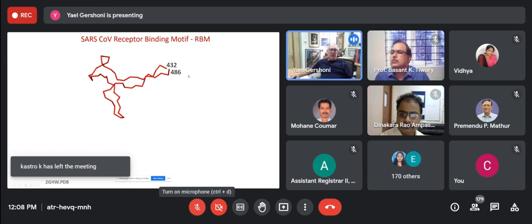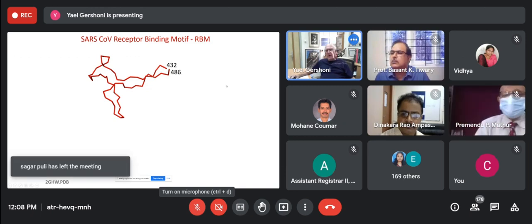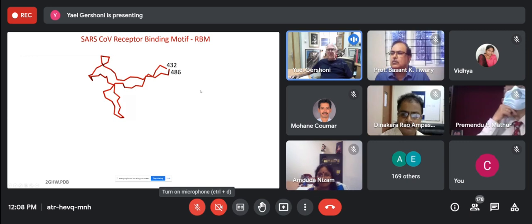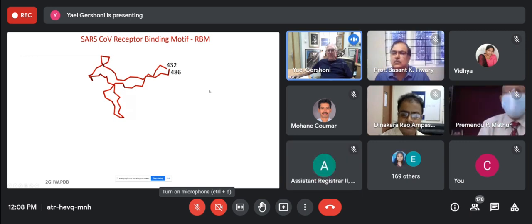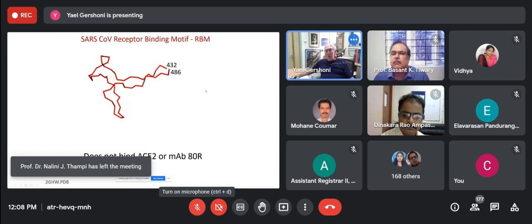Now, surprisingly to us, when we expressed 432 to 486, and this is research done by Dr. Natalia Freund, this structure, although it was expressed, had no physiological binding activity at all. And this was curious for us because we felt that the sequence and all the information is there. Could it fold on its own? And so it does not bind either ACE2 or the neutralizing monoclonal antibody.